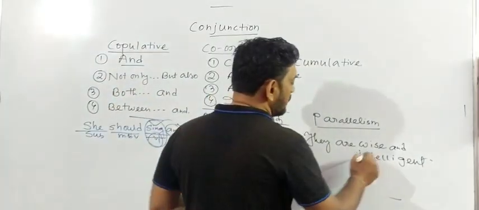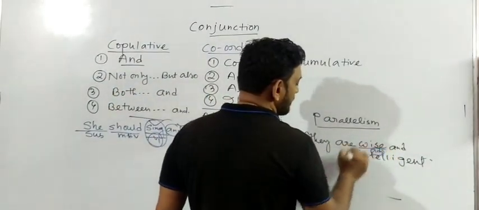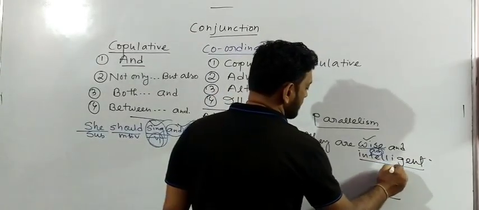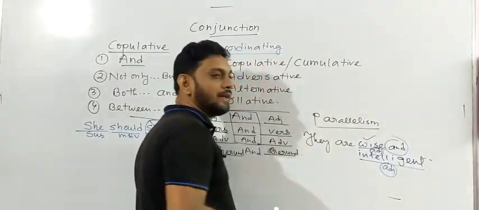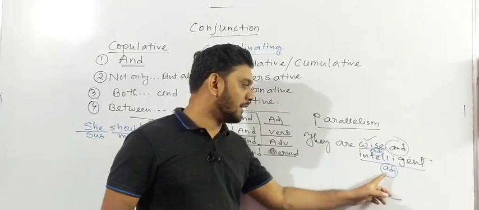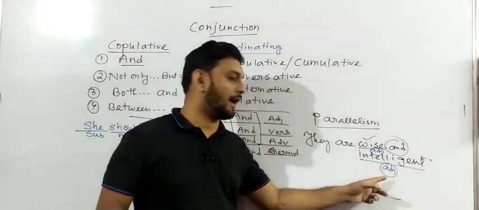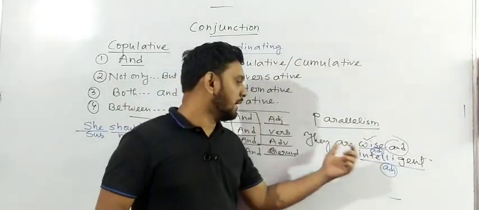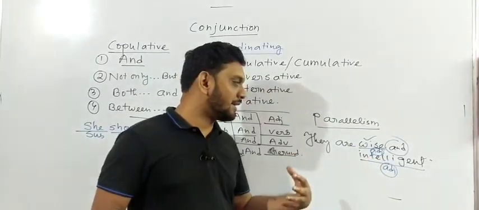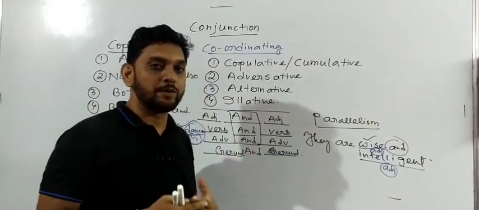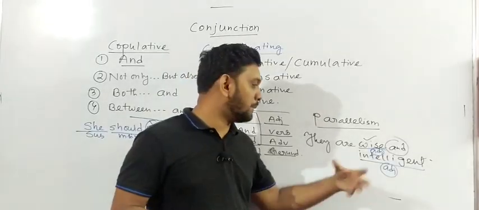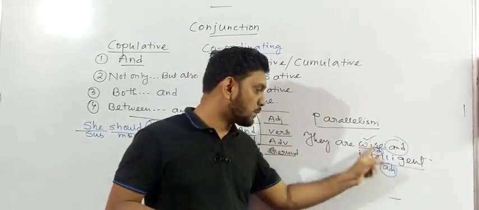You see, I have written wise. Wise is an adjective, yes or no? What is the part of speech of this word? Adjective. And what is the part of speech of this word? Adjective. And both words are connected by "and", a copulative coordinating conjunction, and this sentence is correct. And if, instead of writing intelligent, you write any other word, suppose they are wise and intelligently, intelligently will become an adverb. Yes or no? What would be the part of speech of intelligently? Adverb.